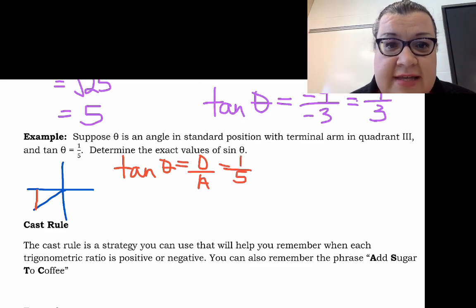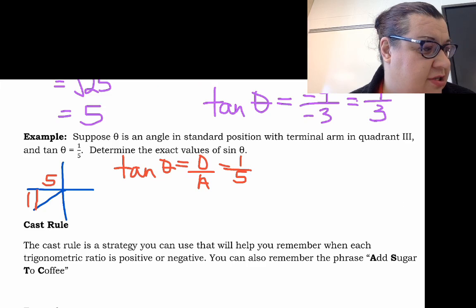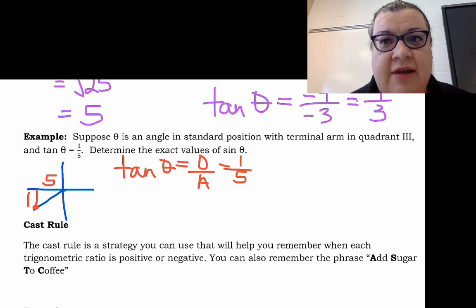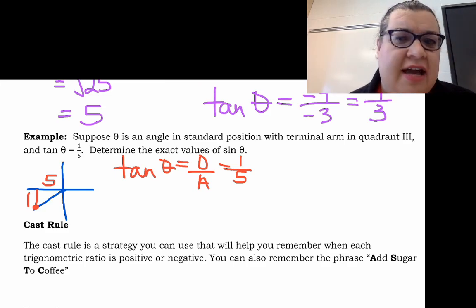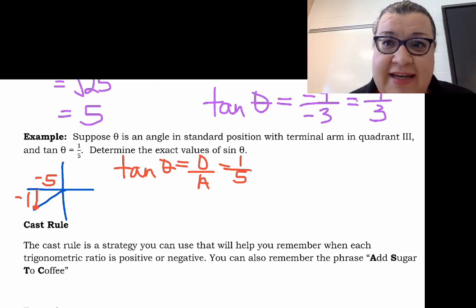So that tells me the opposite side is 1. Great, so that side's 1, and the adjacent side is 5. But that doesn't quite line up with what I know about the coordinate grid. For an angle in standard position when the terminal arm is in quadrant 3, what should the values of my x and y be? Well, they should be negative, and this is again why drawing this out helps us. My x should actually be -5 because I've gone to the left of the origin, and we've gone down 1, so my y should be -1.